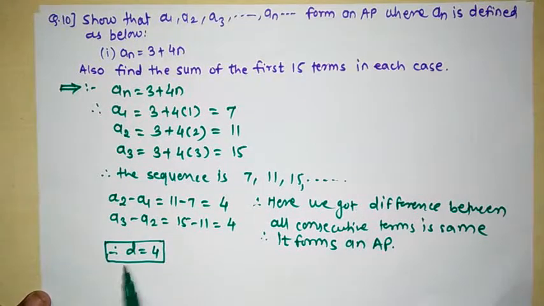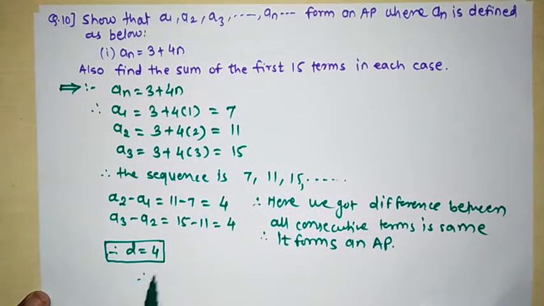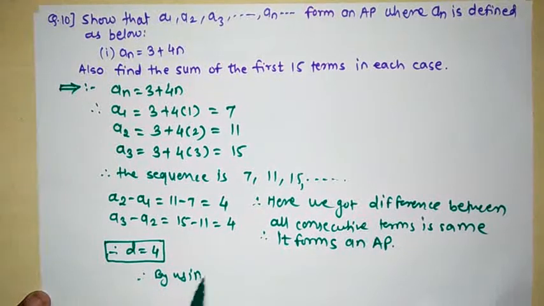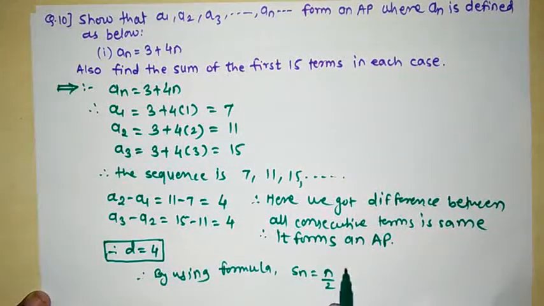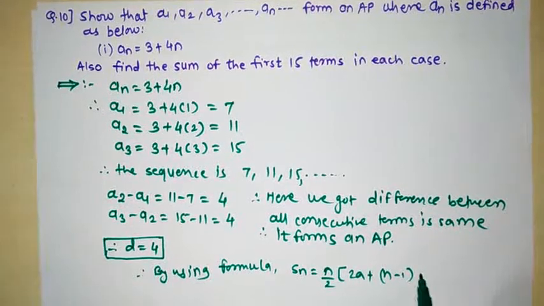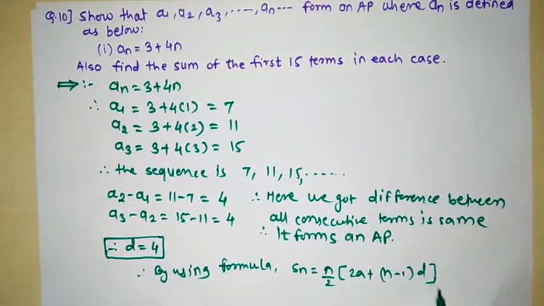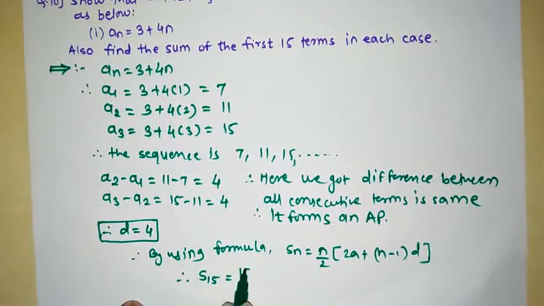Now by using the formula, what do we have to find here? We have to find the sum of the first 15 terms. Therefore, by using the formula, Sn is equal to n by 2 into 2a plus n minus 1 into D. By using this formula, we have to find here. Now we have to apply the formula for S15 because we have to find the sum of the first 15 terms.